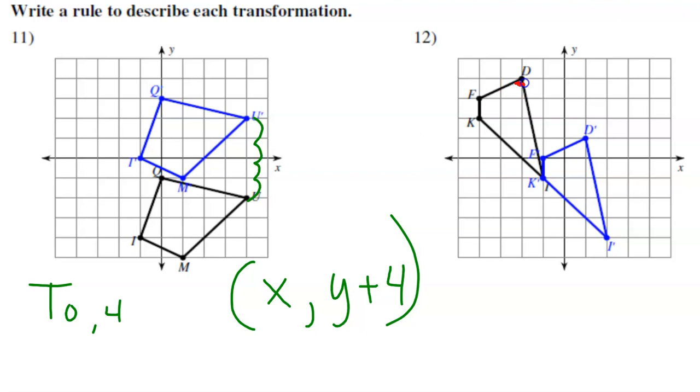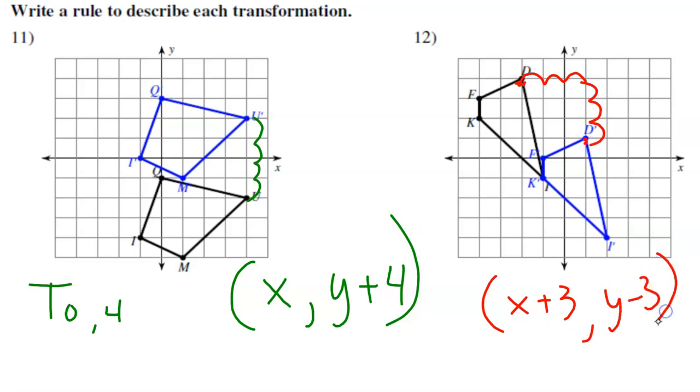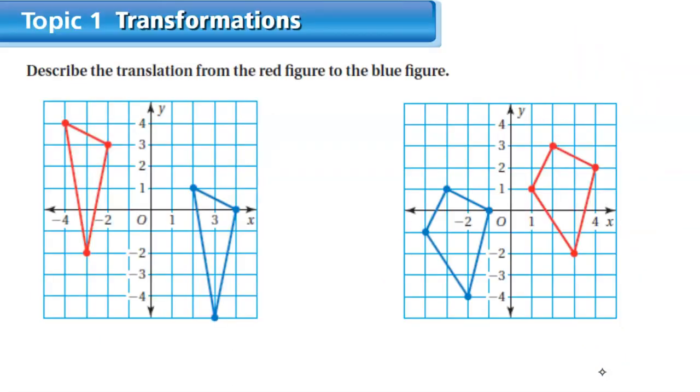I'm going to start at D and travel to D prime. 1, 2, 3 units to the right. 1, 2, 3 units down. You could also write it like this. I think you're getting the hang of it. Why don't you try these 2 on your own? Pause the video now.